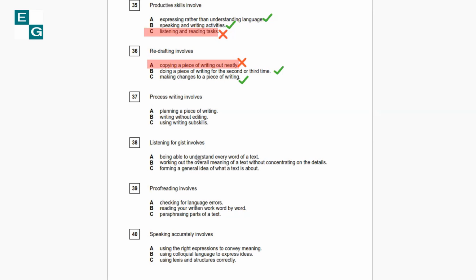Now we're going to get number 37. Process writing involves the process of writing. Let's think about it. Planning a piece of writing. You have to plan your piece of writing.